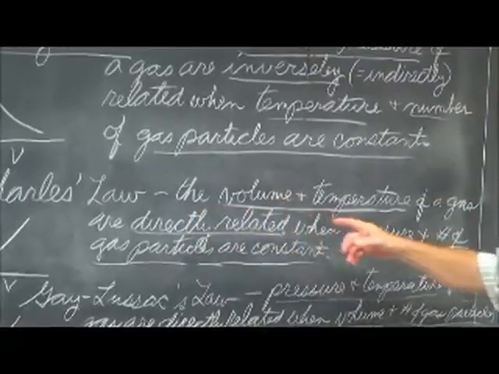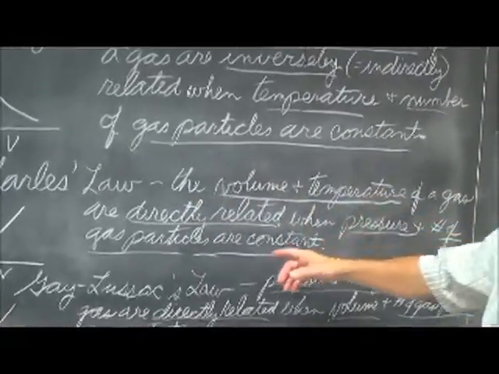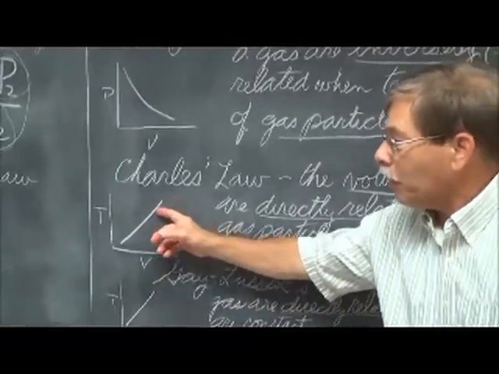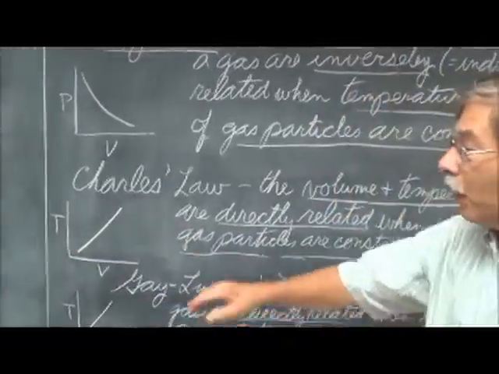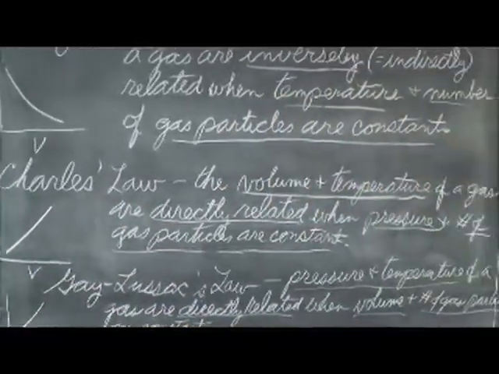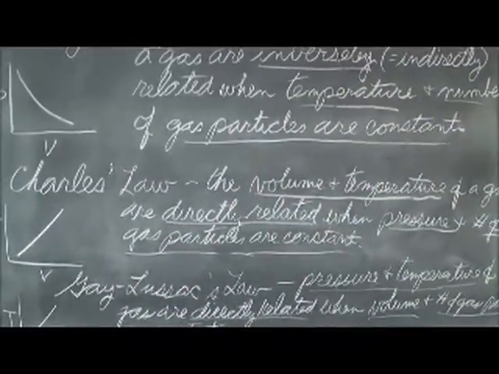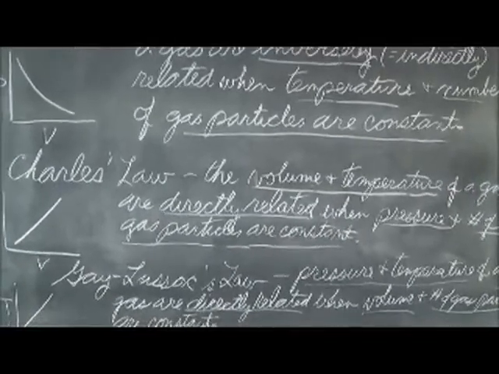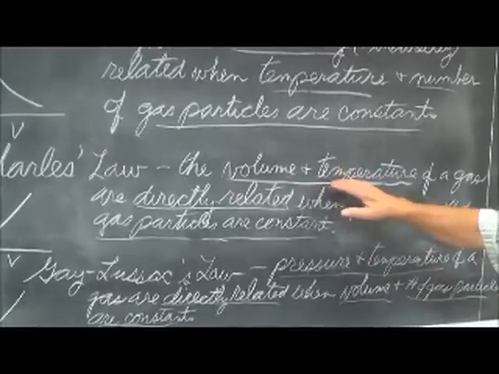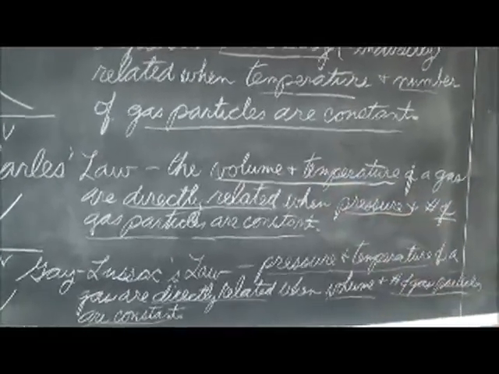He dealt with volume and temperature and found that they were directly related. As the temperature went up, the volume went up. As the temperature goes down, the volume goes down. And these labels could be switched in this case. We don't have one only independent, one dependent variable. They can be switched. So volume and temperature are directly related when pressure is held constant.